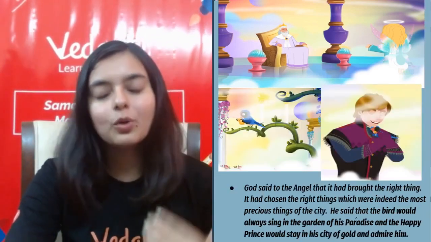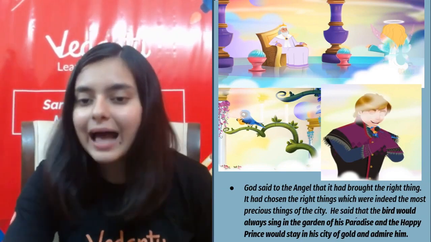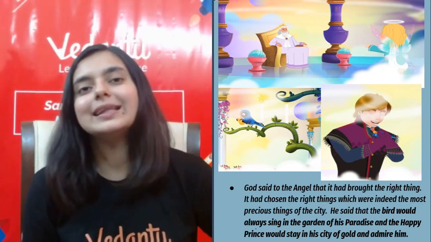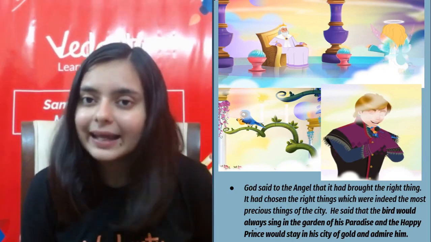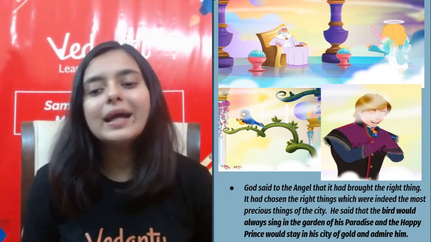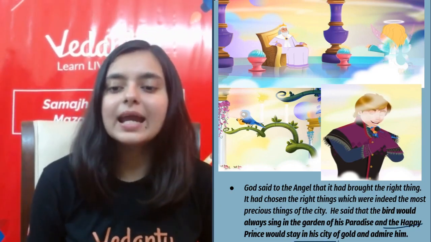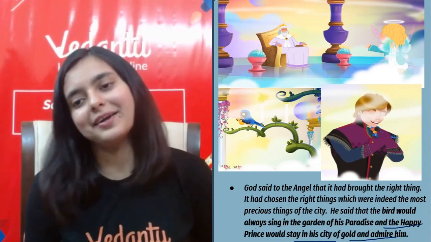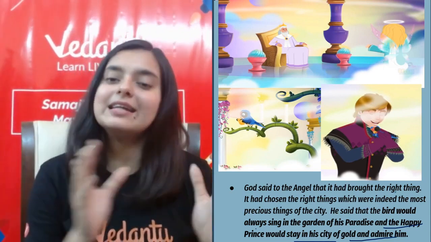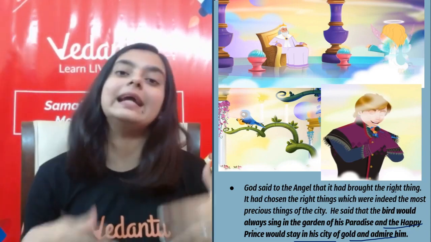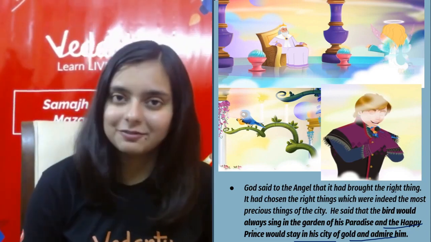And so what happened after that? God said to the angel that, yes, you have brought the right thing. Now, this bird would always sing in the garden of his paradise, and the happy prince would stay in the city of gold and admire him. So they were united even after death, and they were rewarded for whatever they did when they were alive.